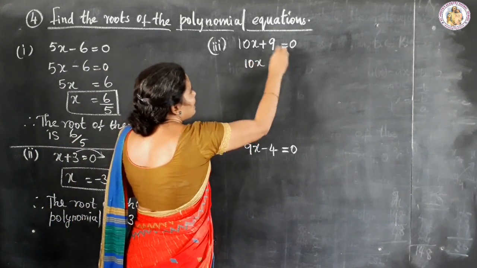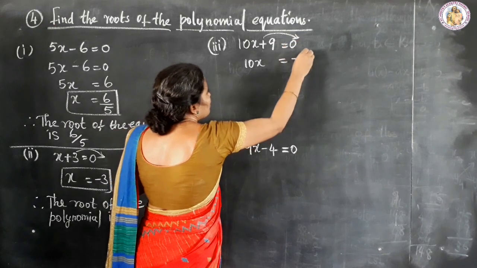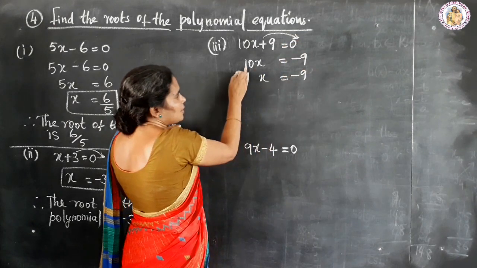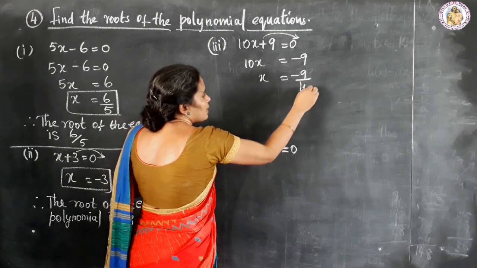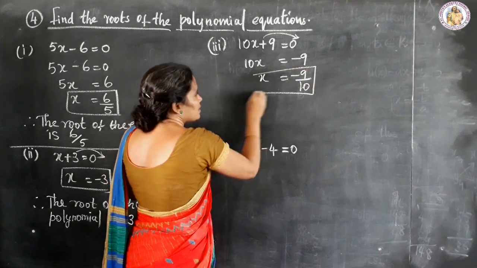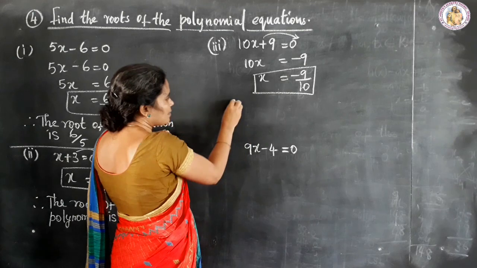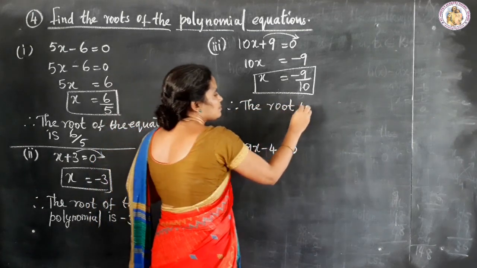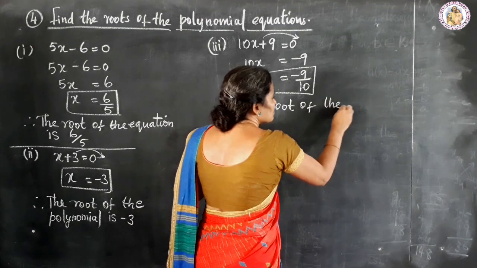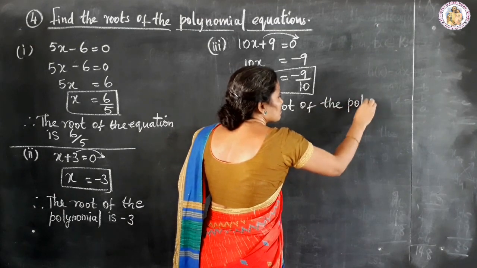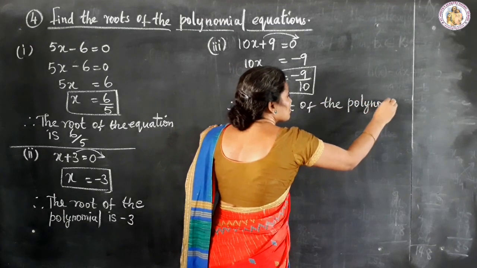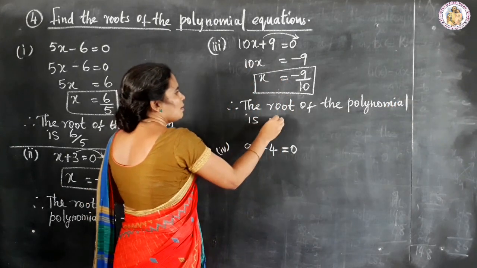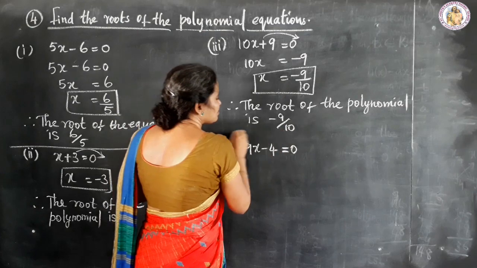10x plus 9, when it goes here it becomes minus 9. x is equal to minus 9, and 10 becomes divided by 10. So therefore x is equal to minus 9 by 10. The root of the polynomial is minus 9 by 10.